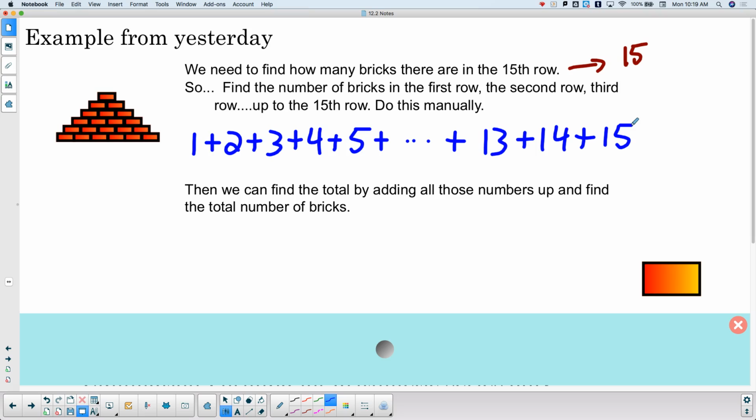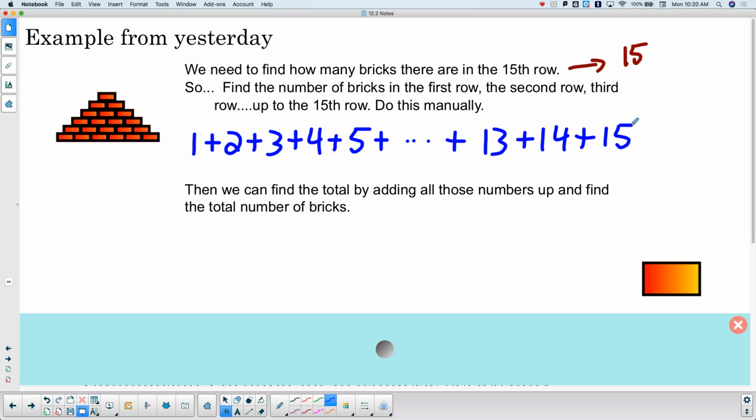1 plus 2 is 3. Plus 3 is 6. Plus 4 is 10. Plus 5 is 15. Plus 6 is 21. Plus 7 is 28. Plus 8 is 36. Plus 9 is 45. Plus 10 is 55. Plus 11 is 66. Plus 12 is 78, plus 13 is 91, plus 14 is 105, plus 15 is 120.